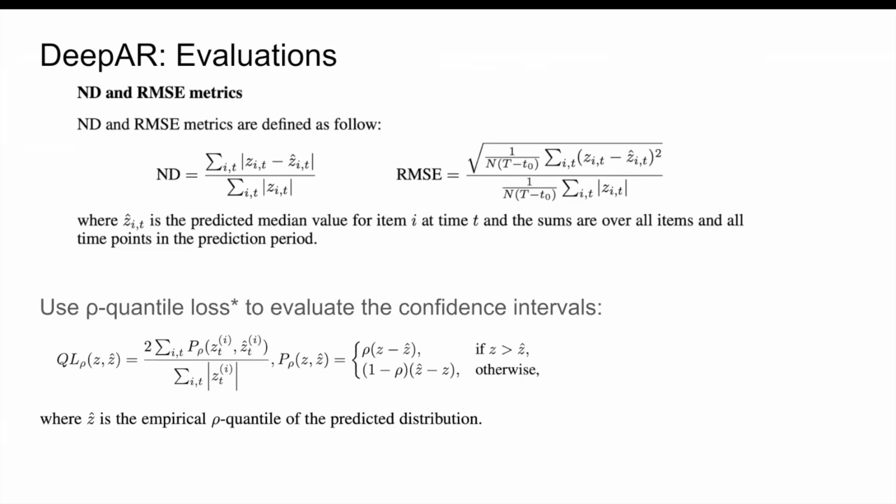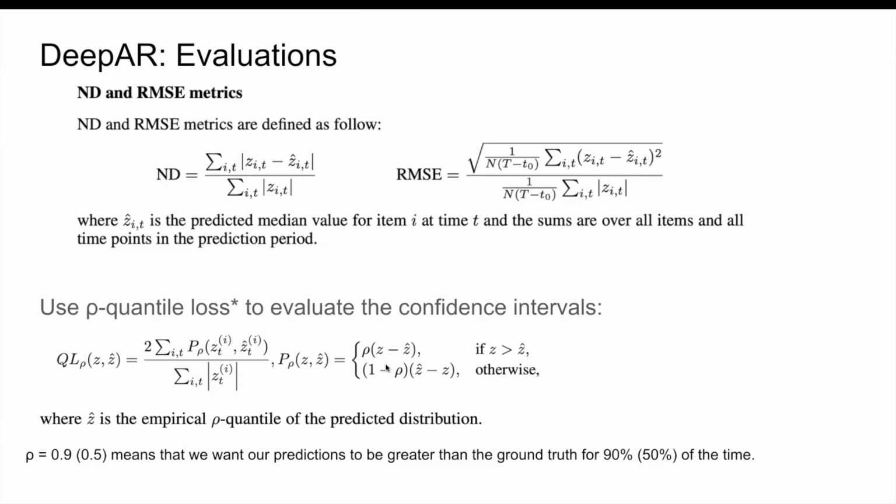Another metric that they use to evaluate the confidence interval is called the quantile loss. So the rho quantile loss here, the basic idea is that if you predict something that's bigger than your ground truth, then you'll penalize it based on which quantile you are predicting. So if you are predicting the 90% quantile, where rho equals 0.9, that means you want your prediction to be greater than the ground truth 90% of the time.